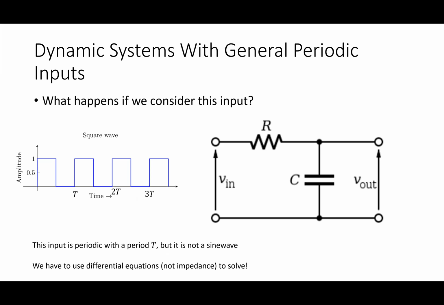Okay. Now, can I solve for V out if this was my V in, the square wave here, using impedance? In other words, could I just... No, I can't. Right? Why not? What does the impedance analysis method implicitly assume?